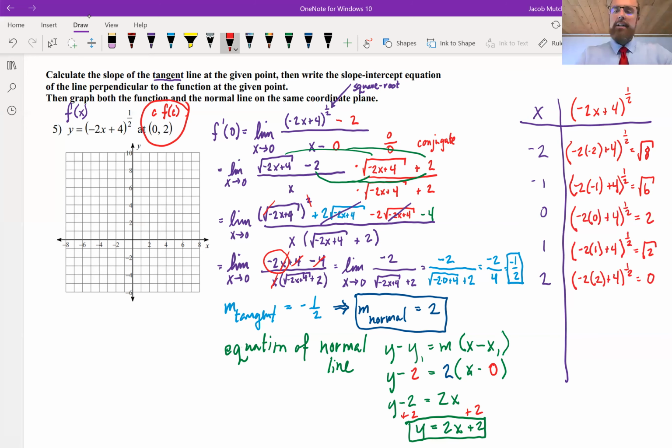Just out of curiosity, I do want to see what happens when I use the x value of 3. So I'm going to incorporate another x value there, and I want to see what this output's like. So negative 2 times 3, that's negative 6, plus 4 is negative 2. And recall the square root of a negative value is not defined in the real numbers. That's an imaginary value. So what I'll put here is that's undefined.